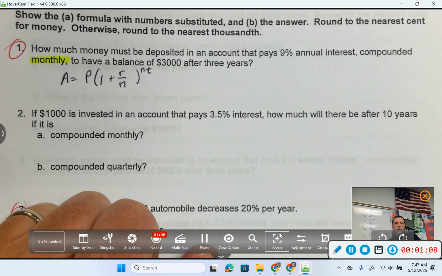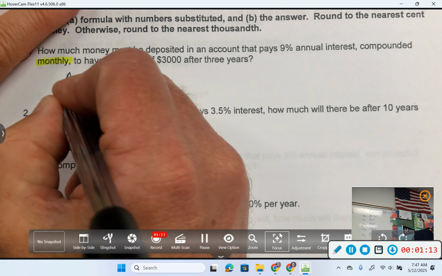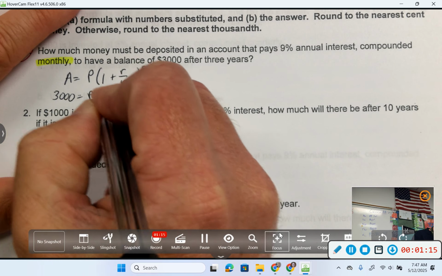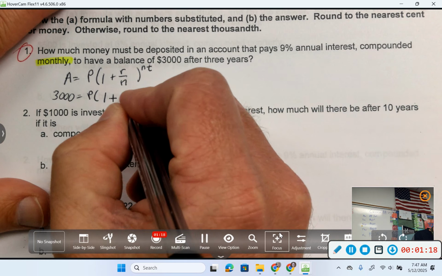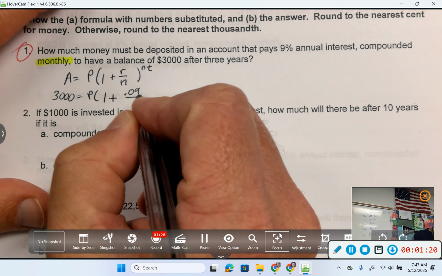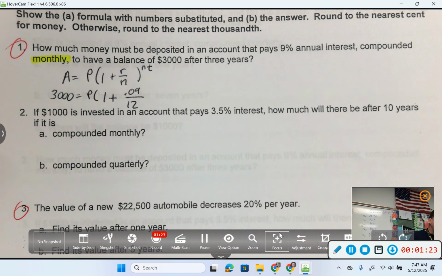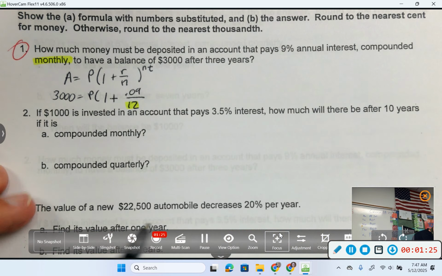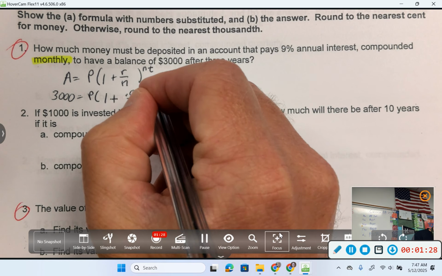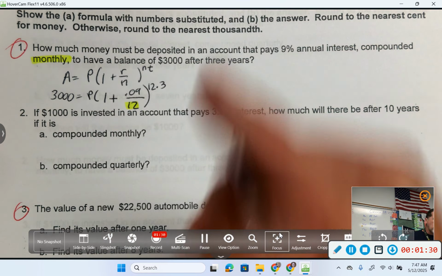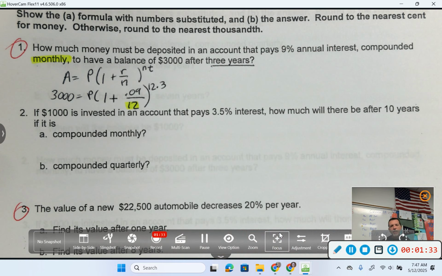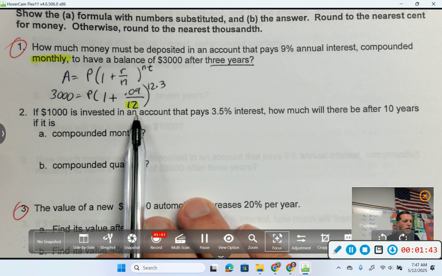Okay, so we started with, how much money to start with? We don't know, that's what we're looking for. We want 3,000 at the end. Don't know what we're starting with. Rate is 0.09 over, monthly means we'll divide by 12, and then raise that to the 12 times 3. Right, so 3 years monthly means 36 compoundings, I guess. But you don't get 9% each time. You get 9% divided by 12.